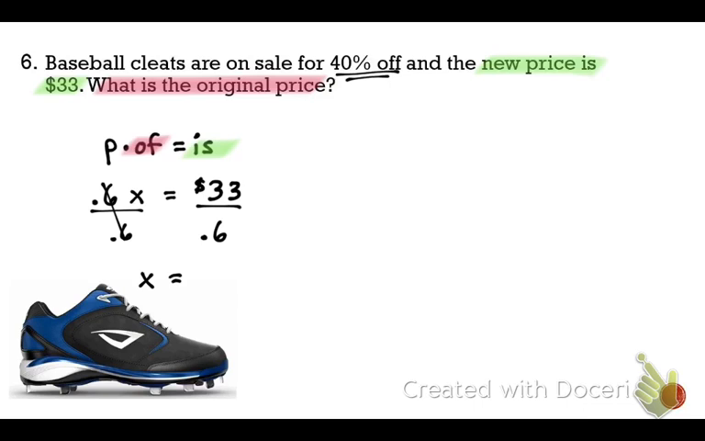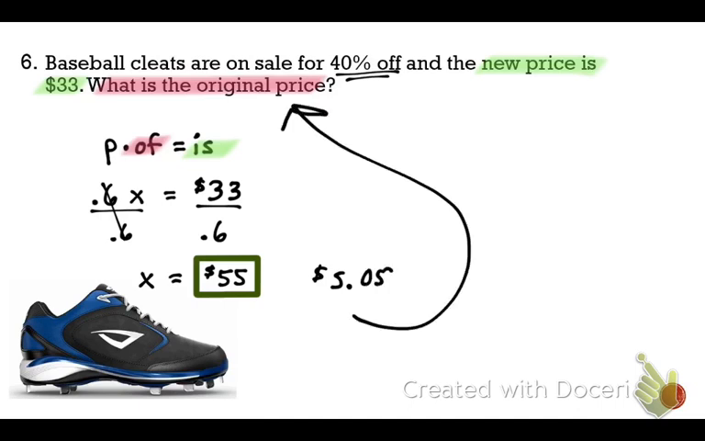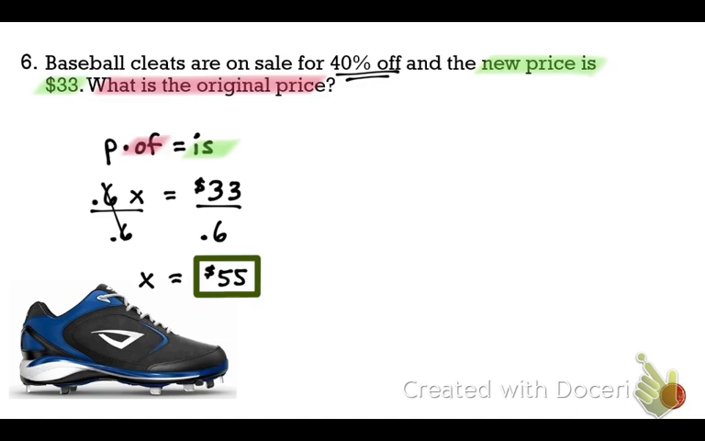Jonathan, when you do that, what is the original price? Not $5.05. I think you might have forgotten that decimal point right there. Reagan, what is it? $55. Okay? So just think about it. If you were to get $5.05, that doesn't really make sense for the original price if the sale price was $33. Okay? So just always double check your answers to make sure that it makes sense. But the correct answer is $55.